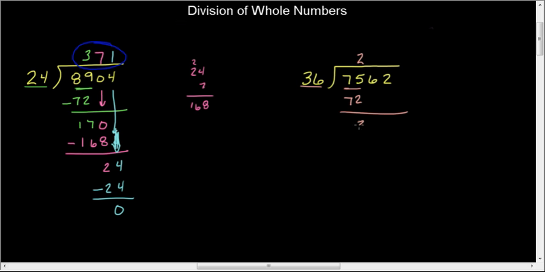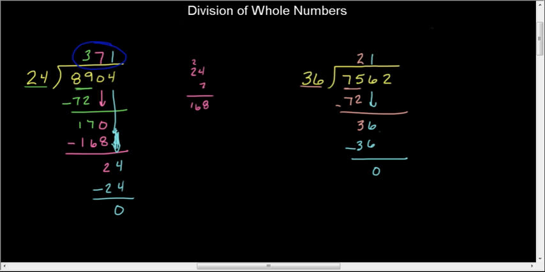And so we subtract 72 from 75. We get 3. You'll notice I'm going a little quicker, and that's because we've had lots of practice on this long division now. So I bring down my next digit, 6, and I ask myself the same question. 36 goes into 36 once. 1 times 36 is 36. I subtract and I get 0. I bring down my last digit.